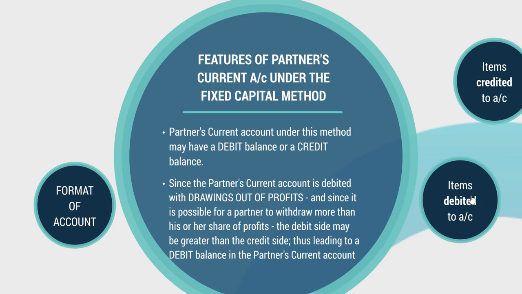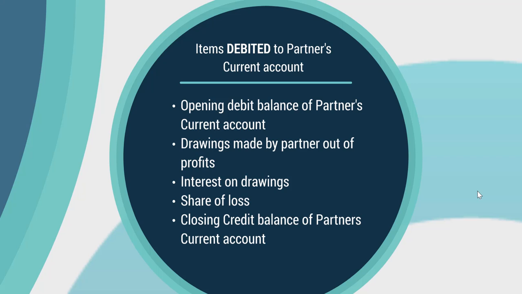Let's check out the items which are debited to this account. The items debited to the partner's current account. Opening debit balance of partner's current account will come as to balance brought down. And drawings amount is debited to the partner's current account. Remember, this drawings is the drawings made by the partner out of profits. Also debited is the interest on drawings and the share of loss of partner in the firm. The closing credit balance of partner's current account will come as to balance carried down.